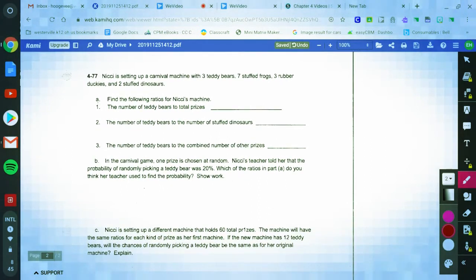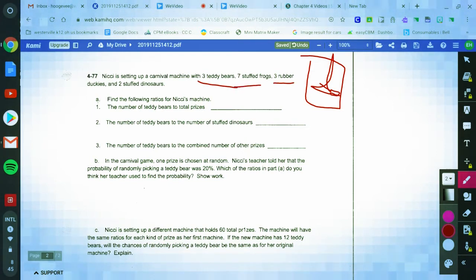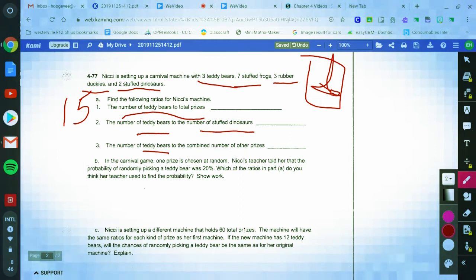Nikki's got a carnival. There's a machine. So think about one of those things that steals all your money all the time. You get the claw. So she's got 3 teddy bears, 7 stuffed frogs, 3 rubber ducks, and 2 stuffed dinosaurs. If you add all those up, you will have 15 total animals in the machine. So you're just writing ratios for teddy bears to total. I've already went over that. Teddy bears to just dinosaurs. Teddy bears to all the other prizes. So prizes that don't include teddy bears.